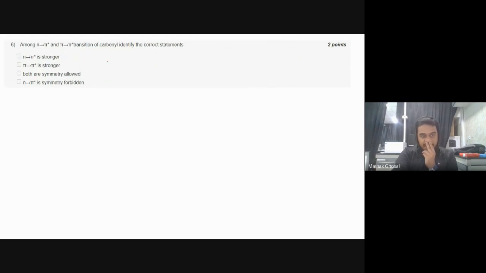So next question: among n to pi star and pi to pi star transition of carbonyl, identify the correct statement. Okay. So the question is, I am just drawing it again.